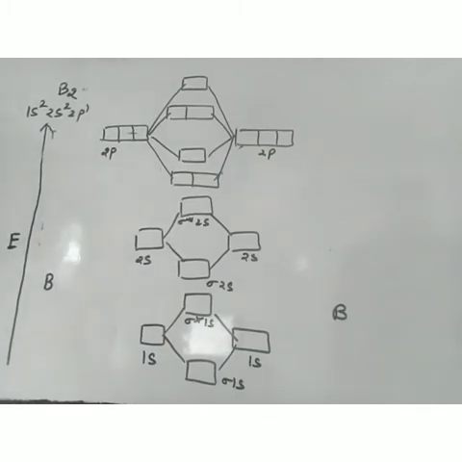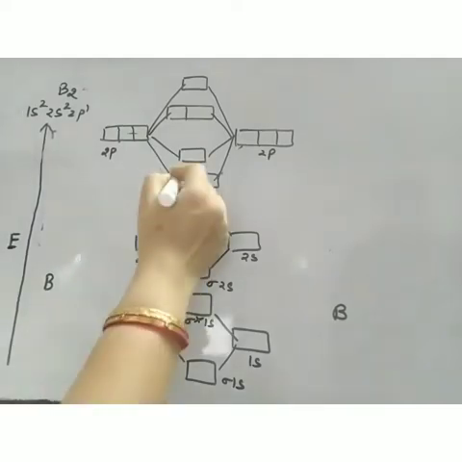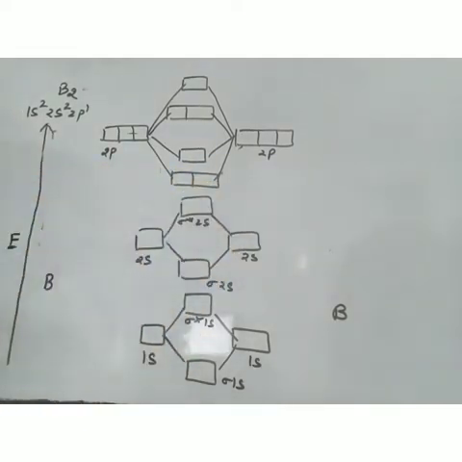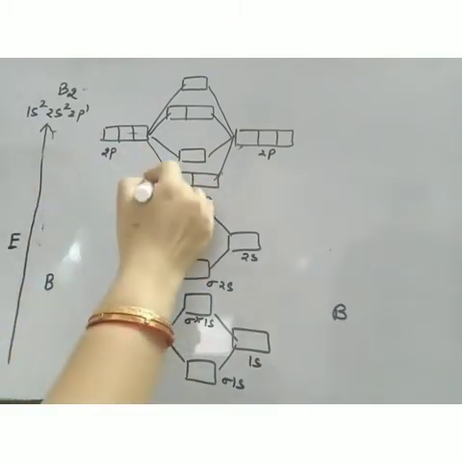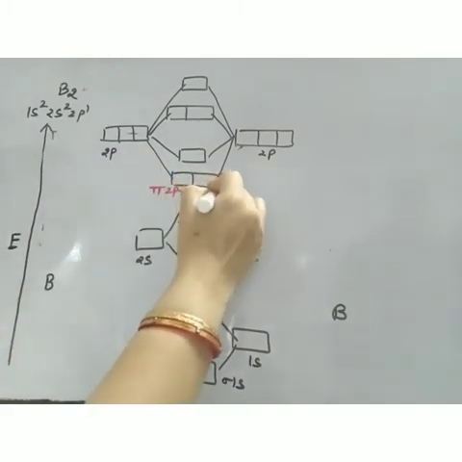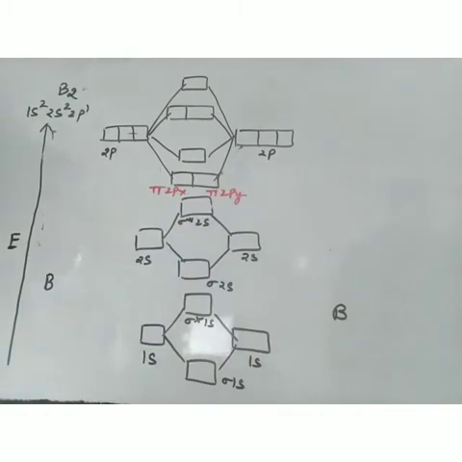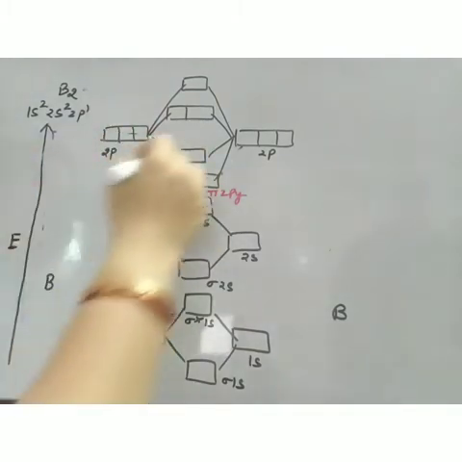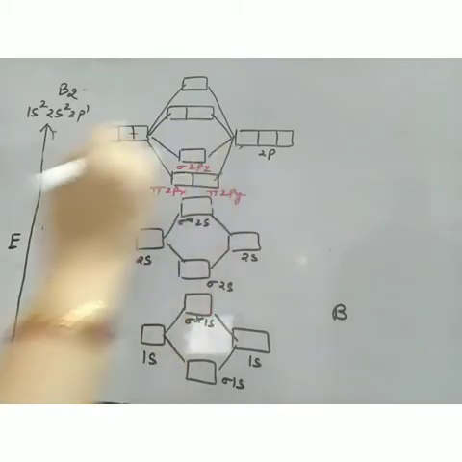Now we know that there are 3 p orbitals: 2px, 2py and 2pz. 2pz always forms sigma bonding, and 2px and 2py form pi bonding. So the orbitals which are together are of the same energy. One is pi 2px and another is pi 2py. These are degenerate. The orbital which is alone is sigma 2pz.